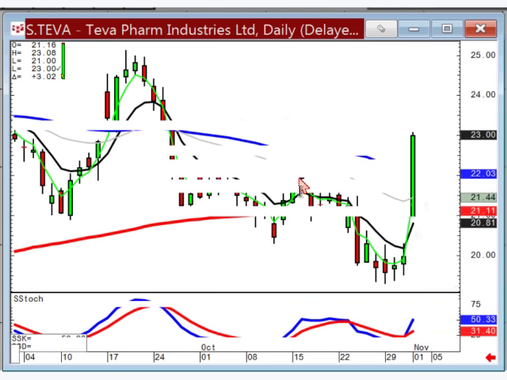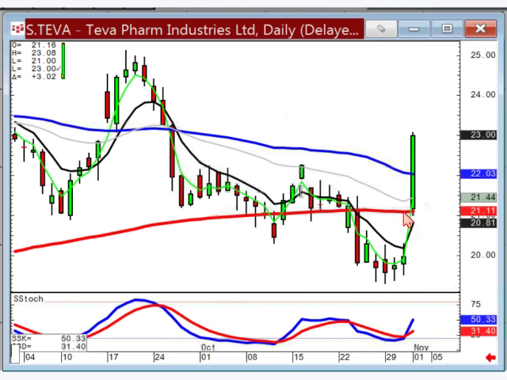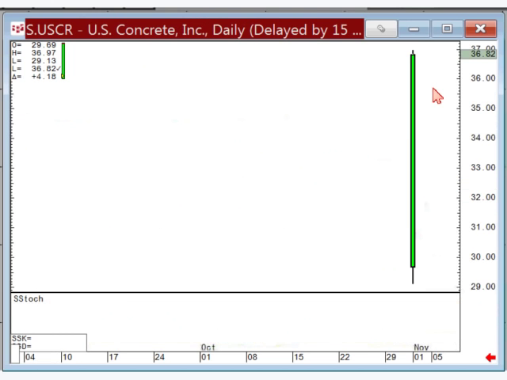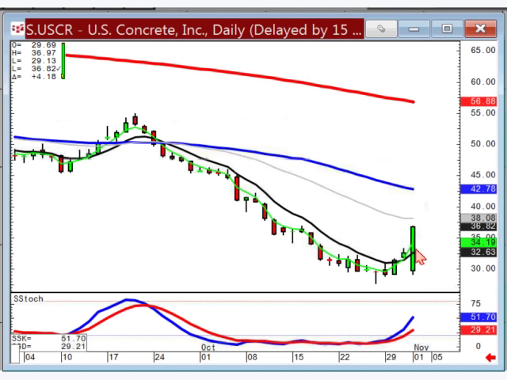Tiva, there's your best friend breakout. More than likely, you're going to see more upside. Again, these are the expected results. There's a big bullish engulfing on USCR. More than likely, more upside.